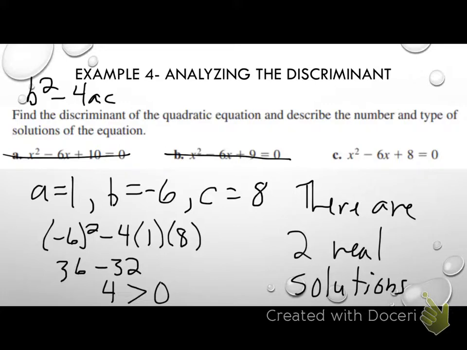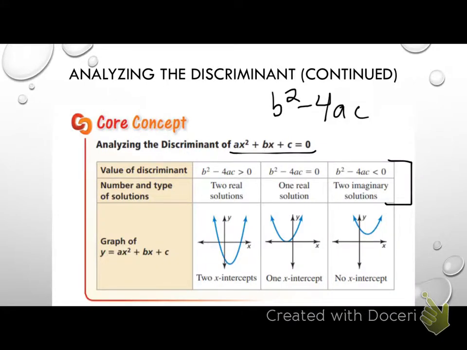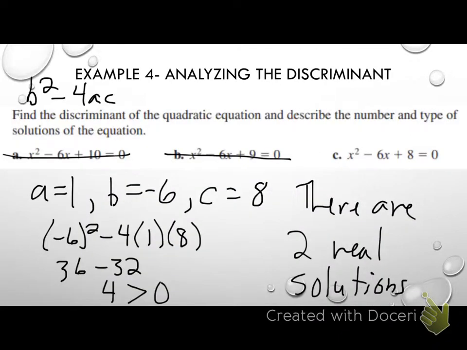Questions on example 4? So if it's greater than 0, then it's 2 real solutions? Yep. My discriminant's greater than 0, I've got 2 real solutions. If it equals 0, I've got 1 real solution. If it's less than 0, I've got 2 imaginary solutions. Okay? Can I move on from example 4?